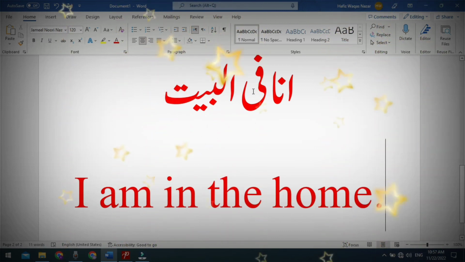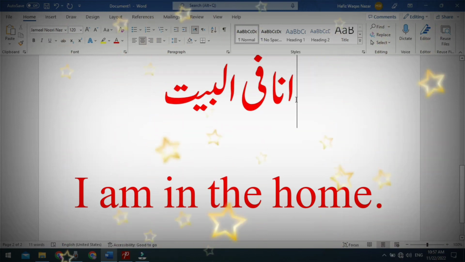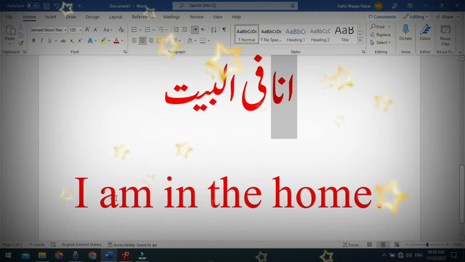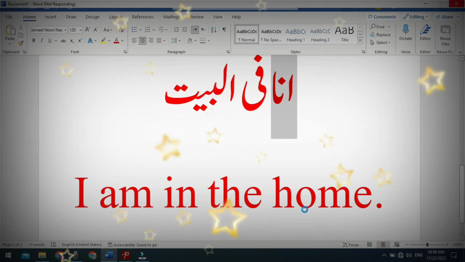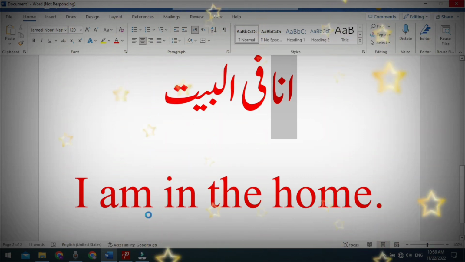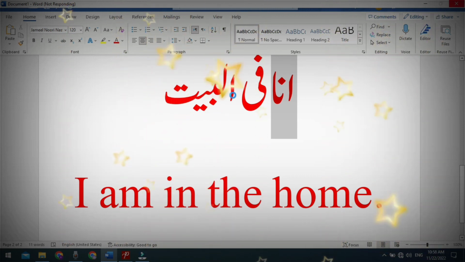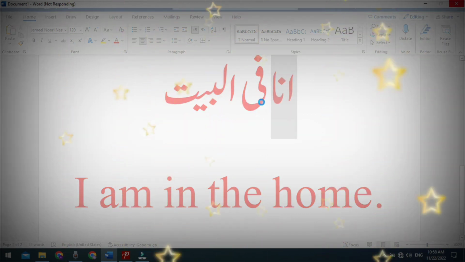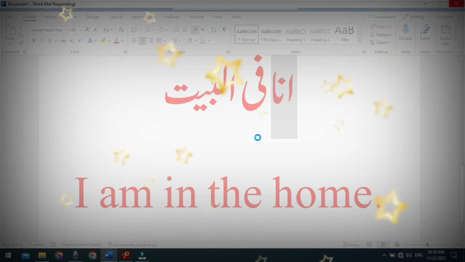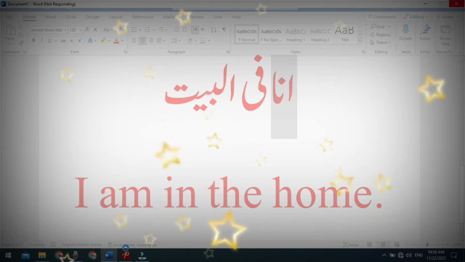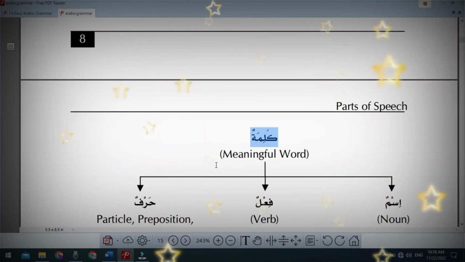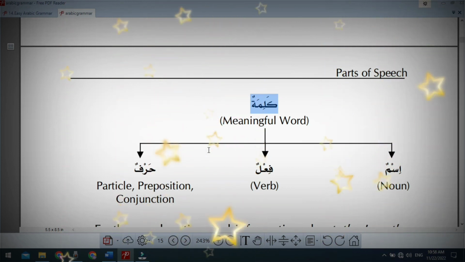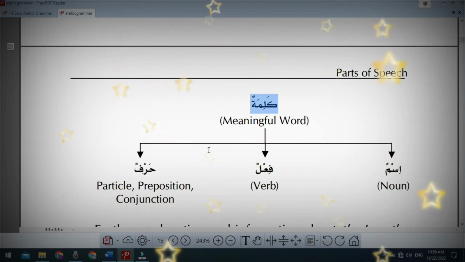You know, the meaning of ana is I, and the meaning of bayt is home. Ana fil bayt: I am in the home. This is ana, this is bayt, this is fi. The meaning of fi in this sentence is in. So we can say that the meaning of harf depends on the word with which we are using the harf.